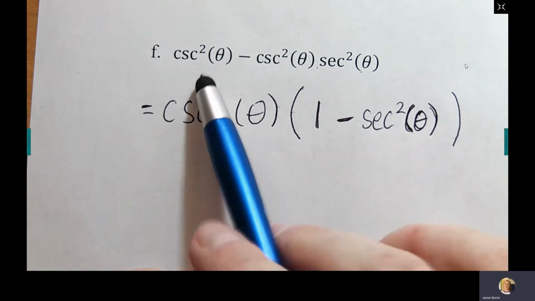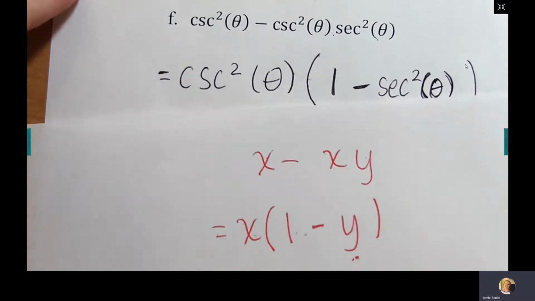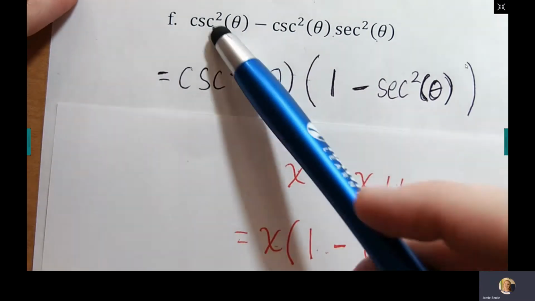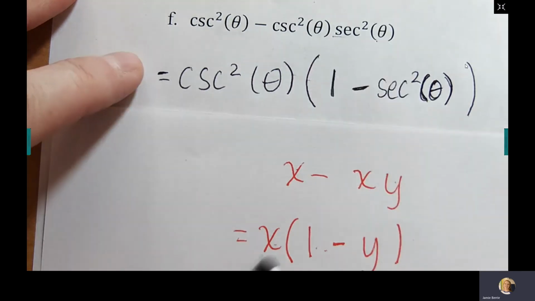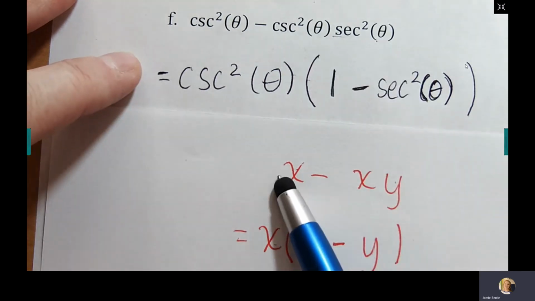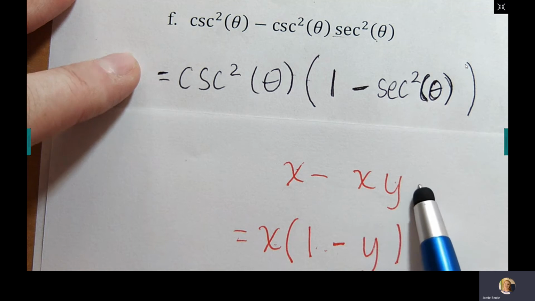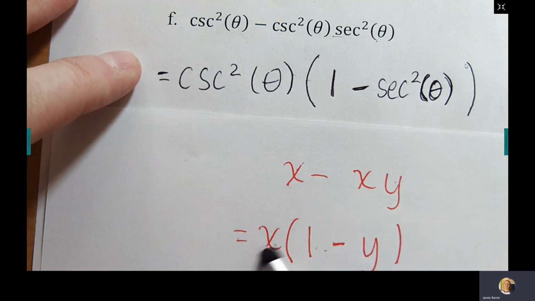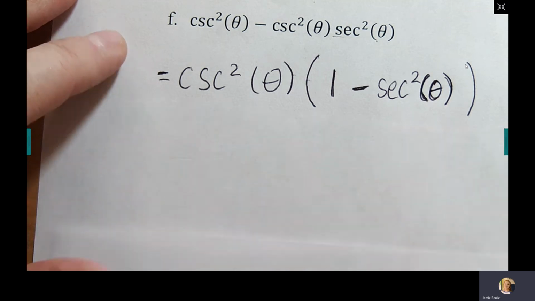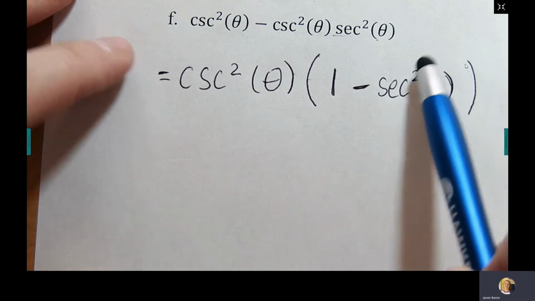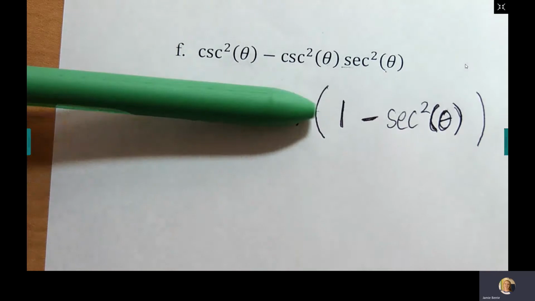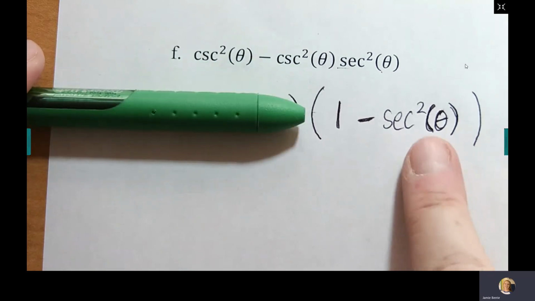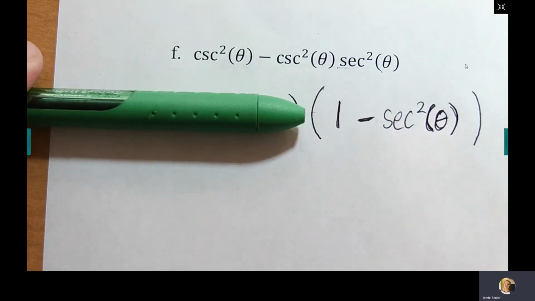All right, so what I just did is exactly the same thing as this. So I had cosecant squared theta minus cosecant squared theta times secant squared theta. Same thing as this. I just replaced cosecant squared theta with x, secant squared theta with y. I pulled out my common factor and then simplified. Now remember, just ignore this for a second. Remember I told you guys a few minutes ago, anytime you see a trig function squared and a 1, that should make you think Pythagorean identity.